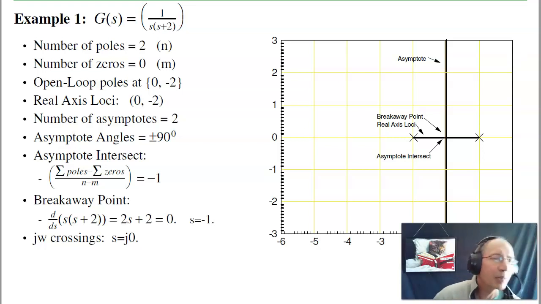Let's go through 3 examples. Suppose my plant is 1 over s times s plus 2. In that case, I've got a pole at 0 and minus 2. Real axis loci are in the middle, that's when I have even odd. Here's the even number of poles to the right, 0, 1, 2. Here's the real axis loci. The breakaway point by symmetry is right in the middle, minus 1. The asymptote angle is 90 degrees. I have 2 extra poles. 2 times theta is 180. Solve for theta. Theta is plus minus 90 degrees. And the asymptote intersect is the center of mass, minus 1. So these 2 poles come together, split apart, go straight up and down.